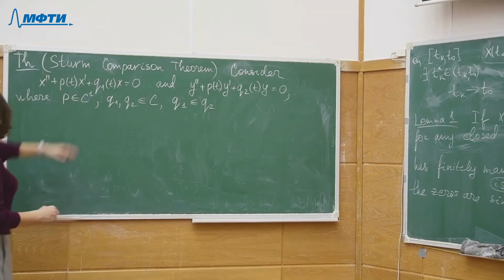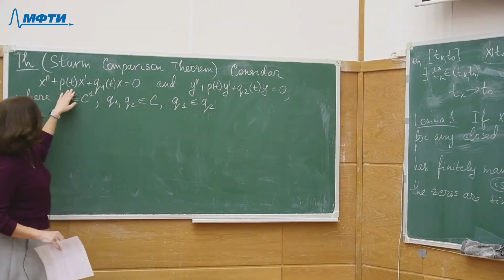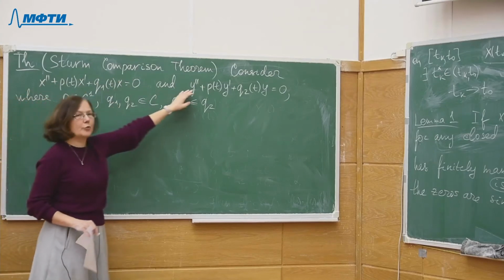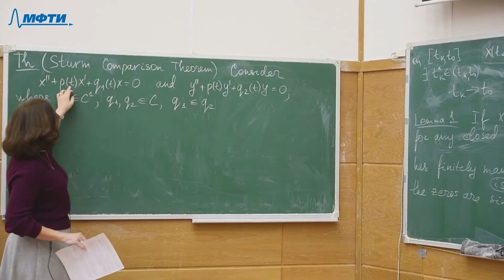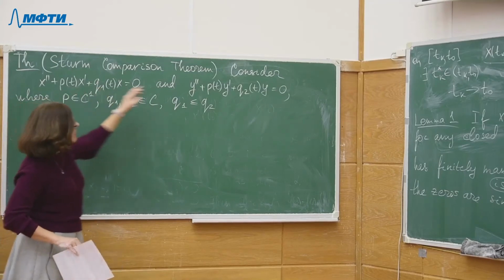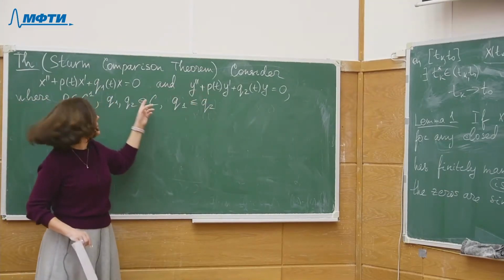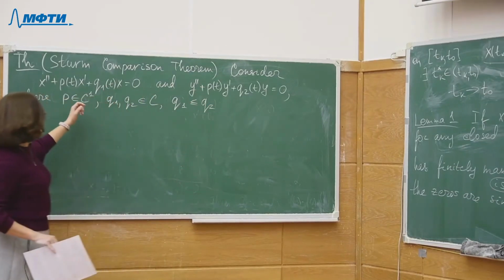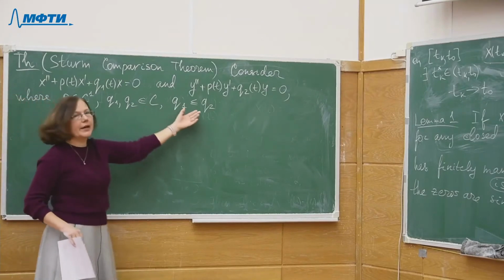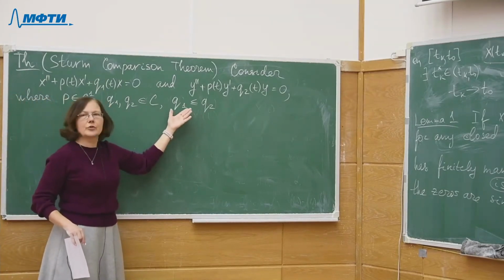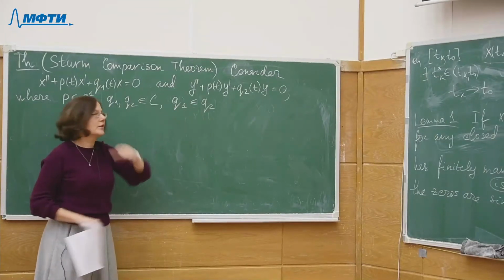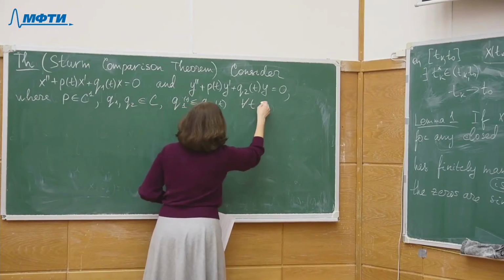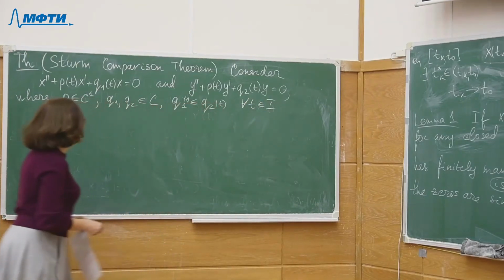Okay, let's compare these two equations. We have the same beginning, so x double prime and y double prime. The function p of t is the same in both equations, and q1 of t and q2 of t are different, and we suppose that they are related by this inequality: q1 is less than or equal to q2 for any t on the interval I.